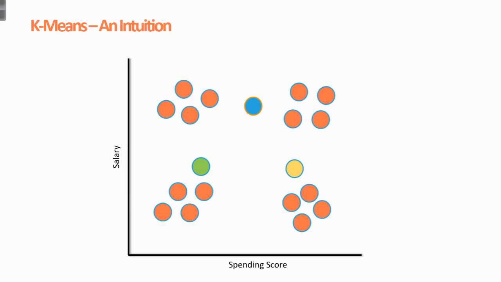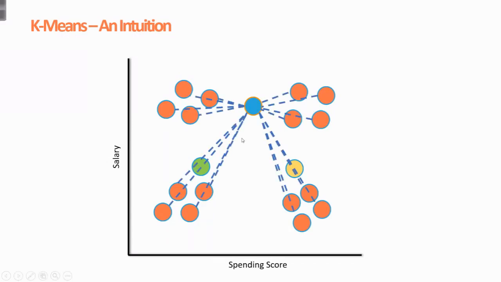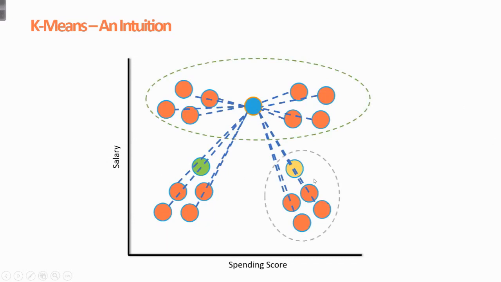Once that is done, what will happen? I will find the distance of these centroids with all the points again. Let's say these are the points near to blue centroid, these are the points near to yellow centroid, and these are the points near to orange centroid.